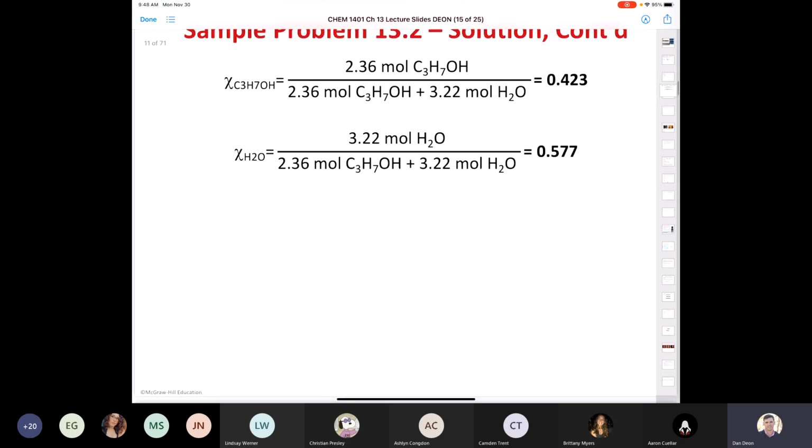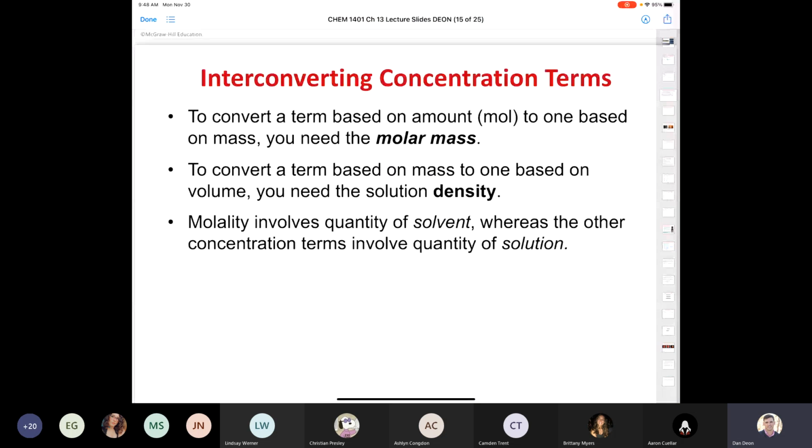Anyhow, let's talk more about interconverting those concentration terms like molality, molarity, percent mass over mass, percent volume over volume. It says to convert a term based on amount, number of moles, to one based on mass, you're going to need the molar mass, right? So that makes sense, because moles are in moles, and then you have mass in grams, and molar mass is in grams per mole. To convert a term based on mass to one based on volume, you're going to need density. Well, that makes sense because mass will be in grams, volume would be in, let's say, milliliters, for example. And density is usually expressed as grams per milliliter for liquids and solids.